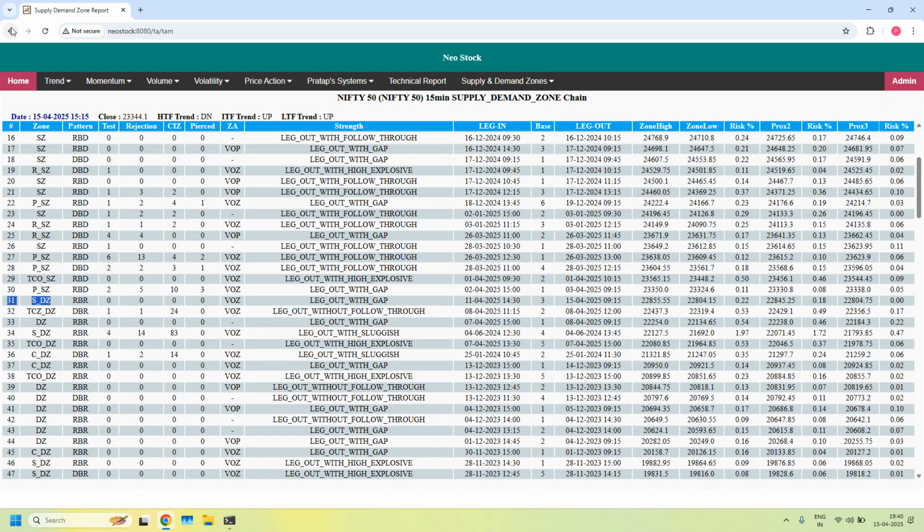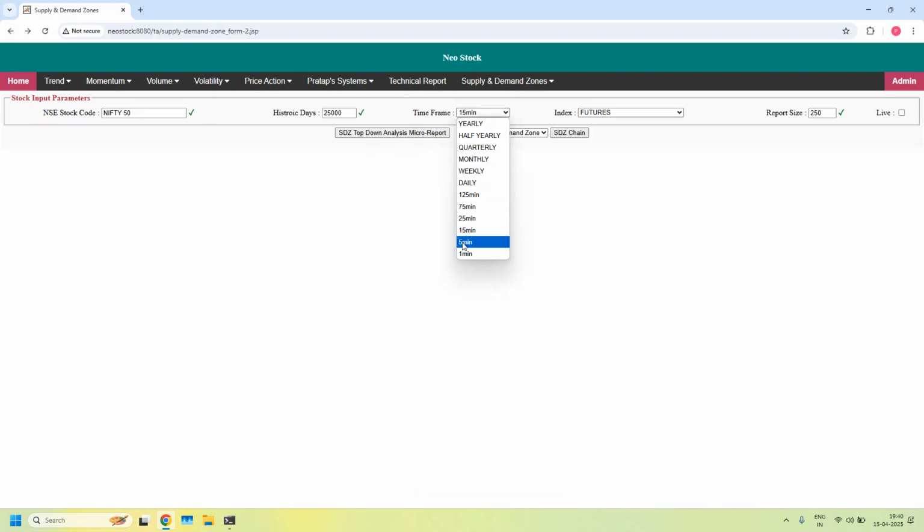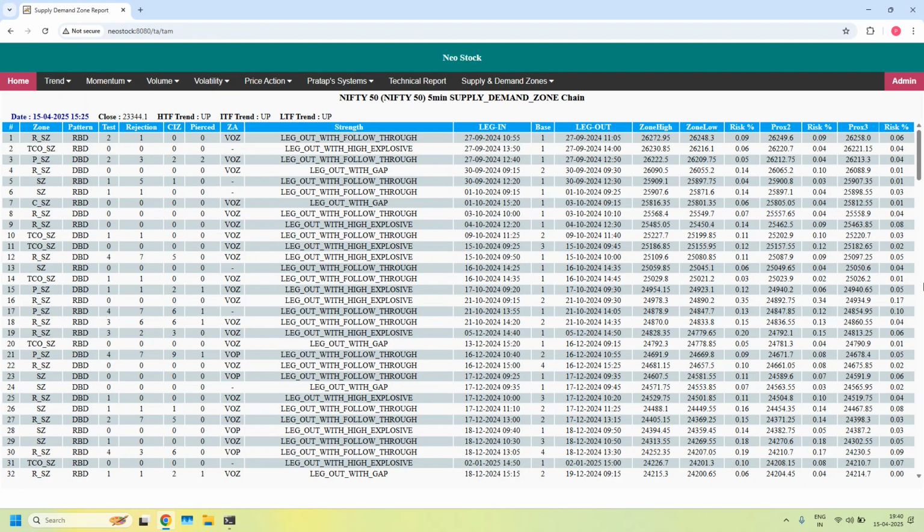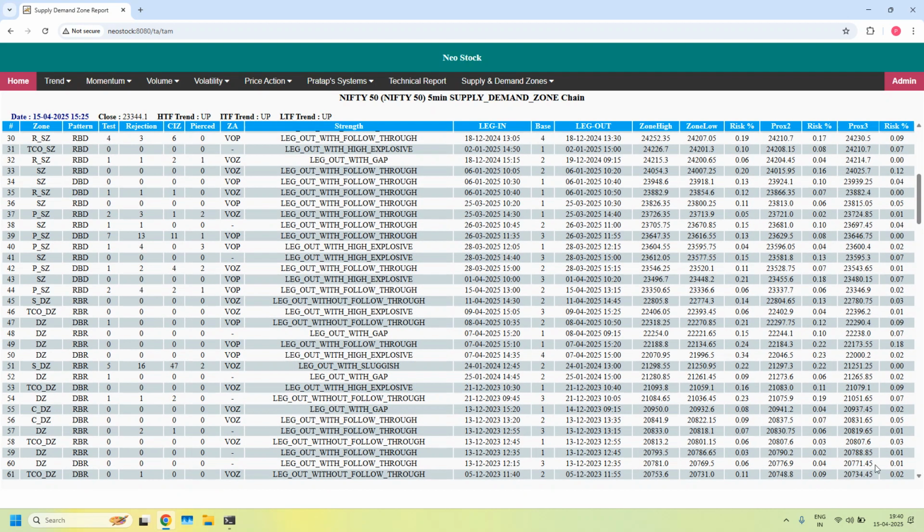Okay, next, 5 minutes supply demand zone chain for Nifty. All are supply zones. Scrolling the list down. And 45 is having the nearest demand zone to the current closing price. Okay, this is about Nifty 5-minute supply demand zone chain.